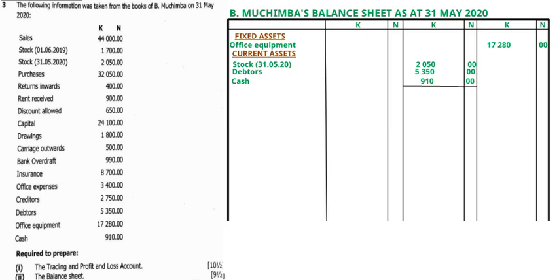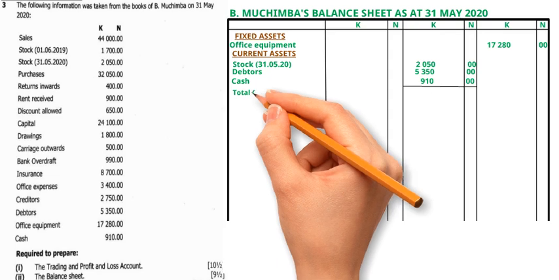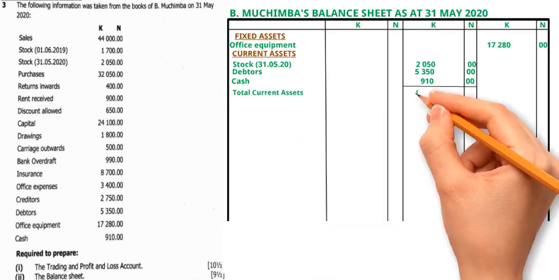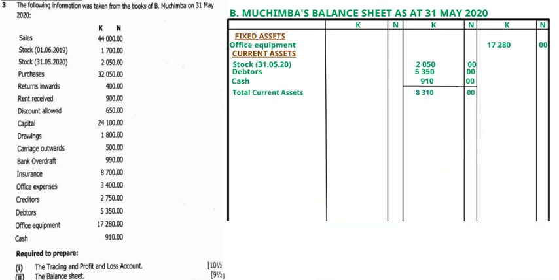So when I punch these numbers in my calculator, the stock, debtors, and cash together give me 8,310 kwacha. That is the total current assets. So total current assets is 8,310 kwacha.